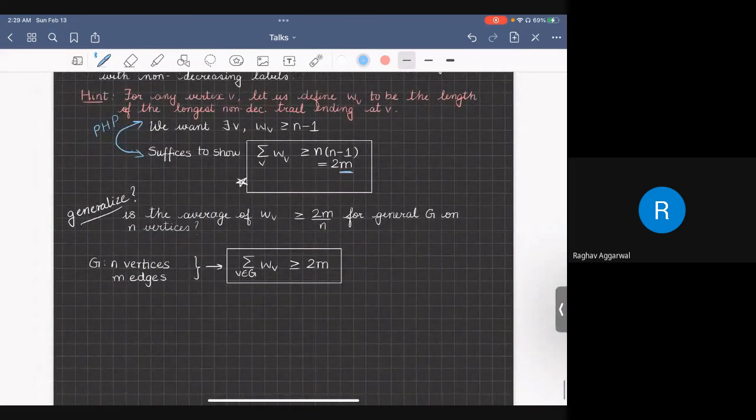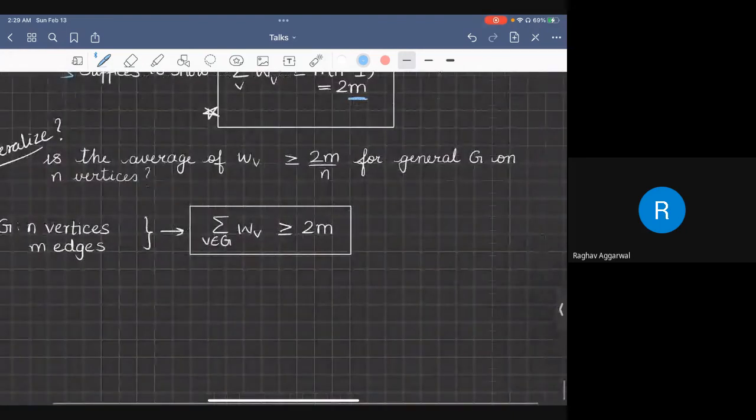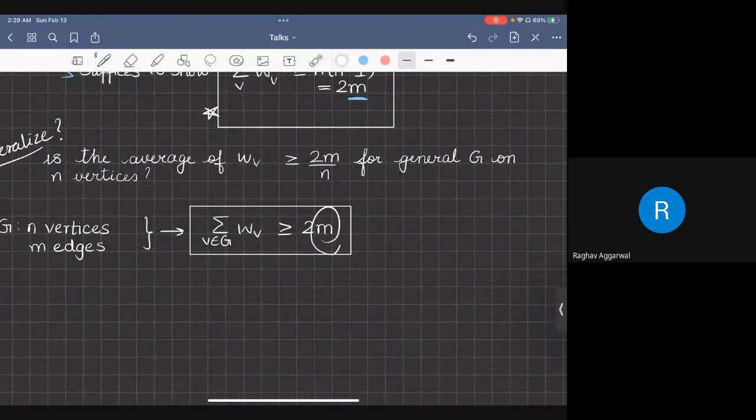So, what would the idea of induction look like? I'm trying to induct on m. So, we're trying to induct on m, and n is fixed. Yes, n is fixed.